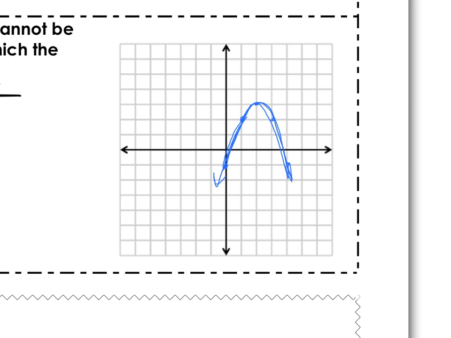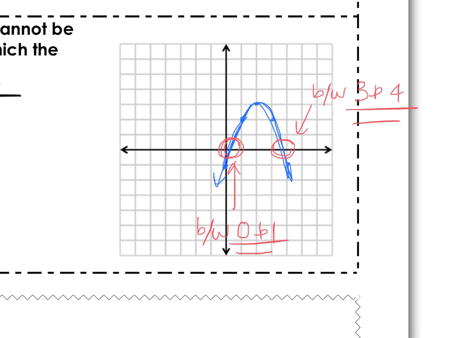It's an attempt, right? All right, so I'm noticing I'm crossing the x-axis between here and between here. So this x-intercept, this solution, is between 0 and 1. And this one here is between 3 and 4. And these are the consecutive integers between which these solutions, or these roots, are located.